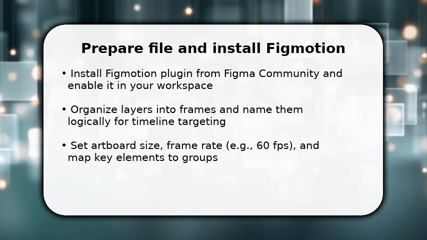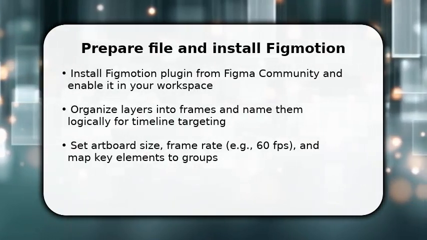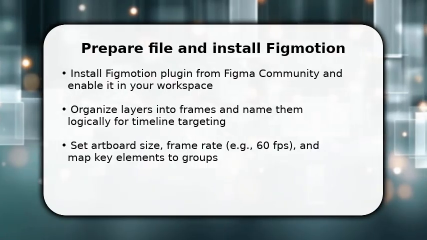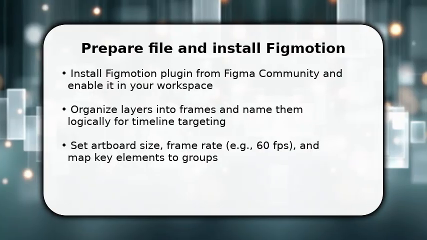Next, set your frame rate. 60 frames per second is smooth for UI motion. Then create a top-level frame to hold the animation artboard. Once done, launch the Figmotion plugin from the Plugins menu.